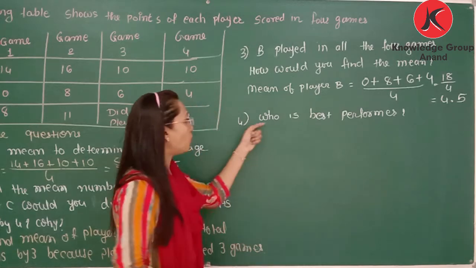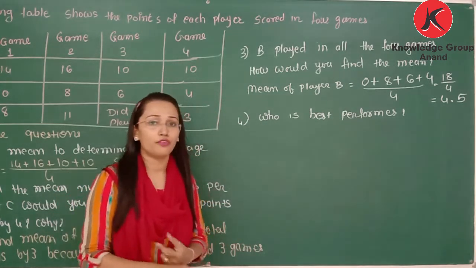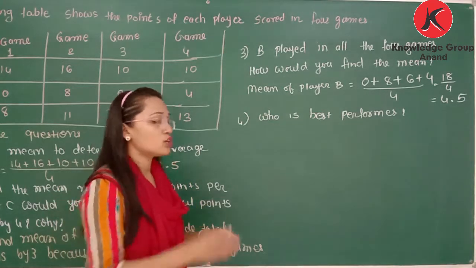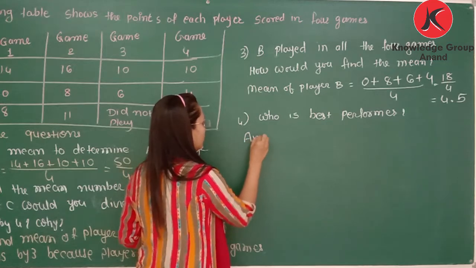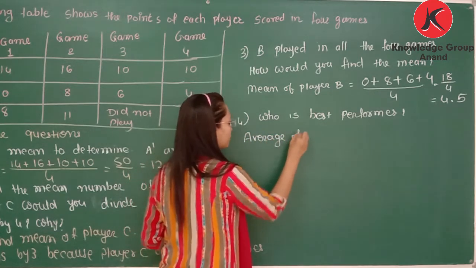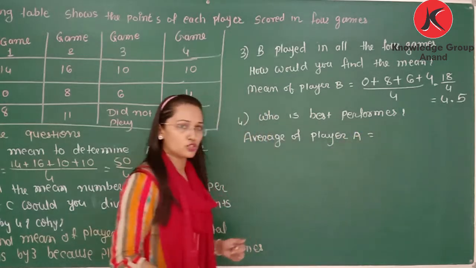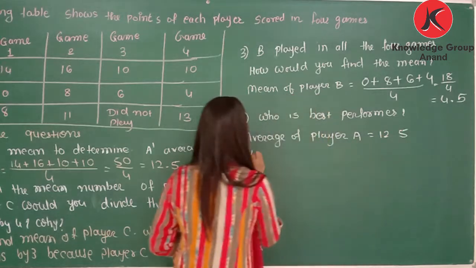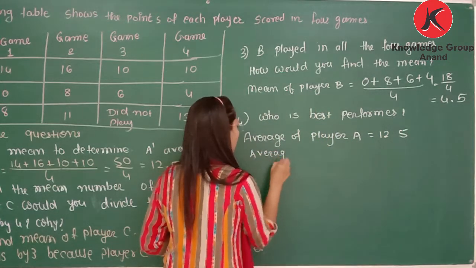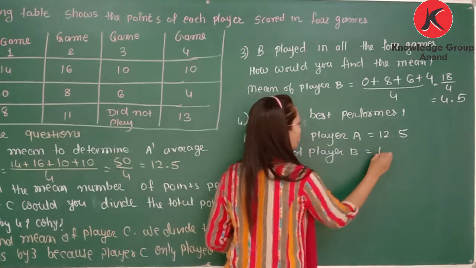Clear? Now, who is the best performer? So to compare the best performer, we need to find the average of all three players. So, average of player A. We already found the average or mean of player A, that is 12.5. Average of player B is 4.5.